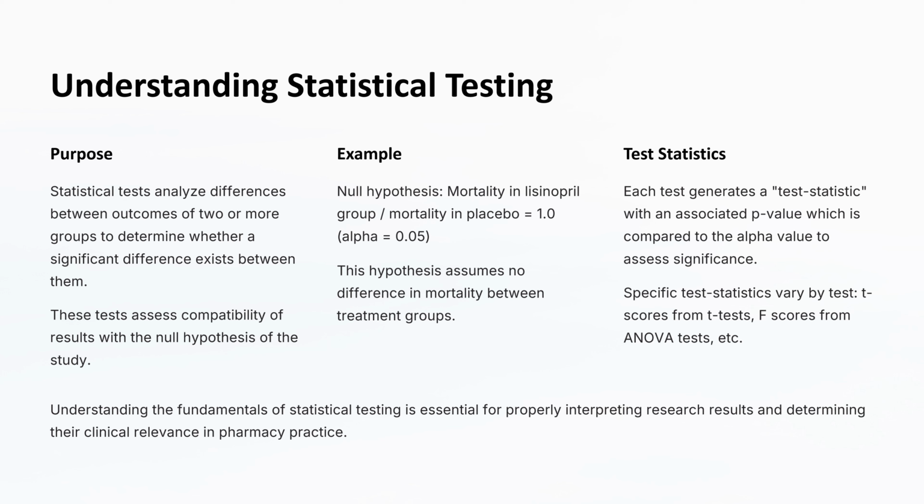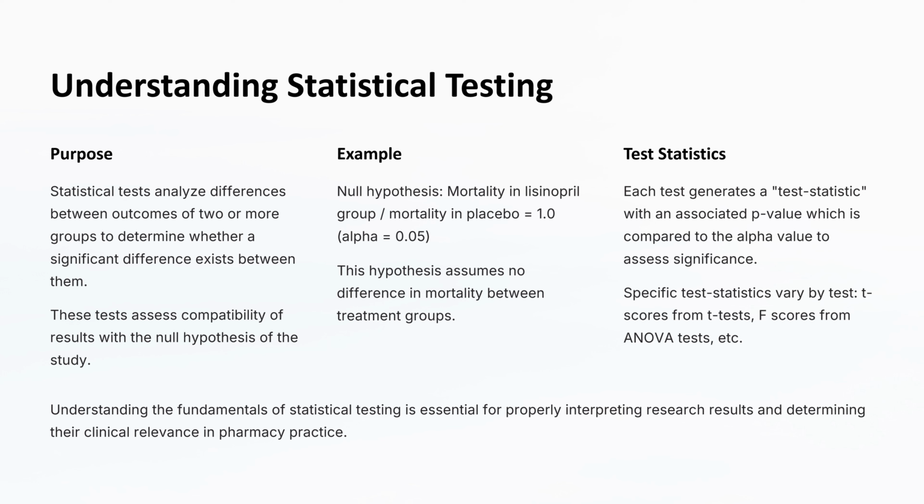An example here might be mortality in the lisinopril group versus mortality in the placebo group is equal to 1.0 for a null hypothesis. So this calls back to the little example we gave earlier. So this hypothesis assumes no difference in the mortality between the groups.